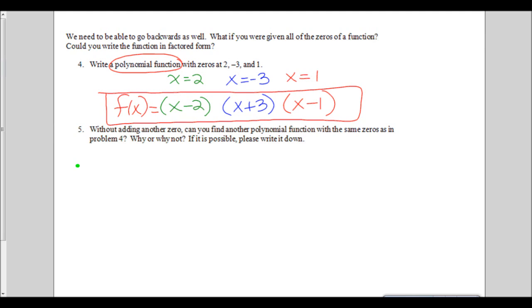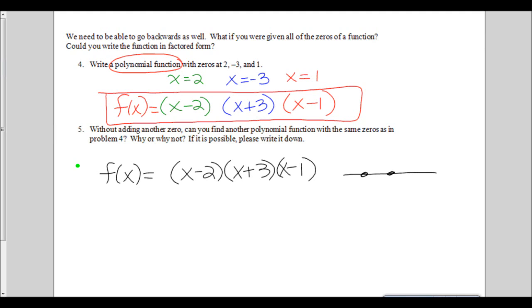It didn't say we had to be in standard form, so I'm just going to leave it in factored form. On number 5, it says, without adding another 0, can you find another polynomial function with the same zeros as in problem number 4? Why or why not? If this is possible, please write it down. So what I want to know is if I can keep the zeros. In order to keep the zeros, I have to keep all the same factors. If I want to make the graph different or the function different, what could I do to this where I could keep these same 3 zeros?